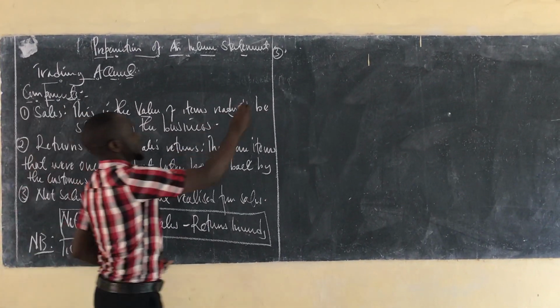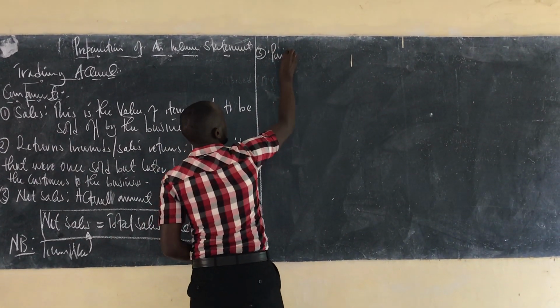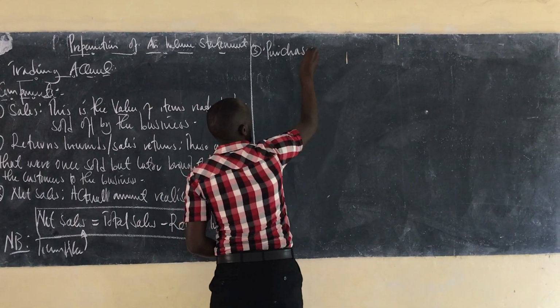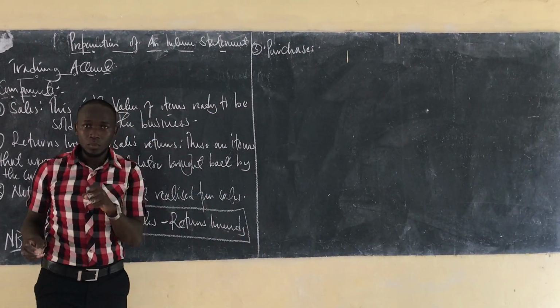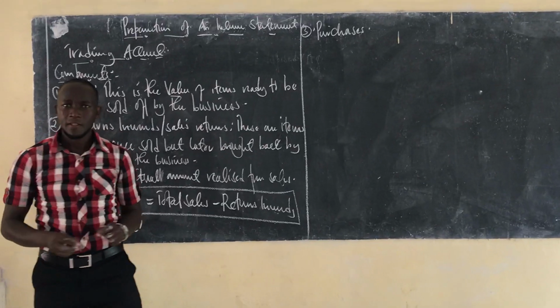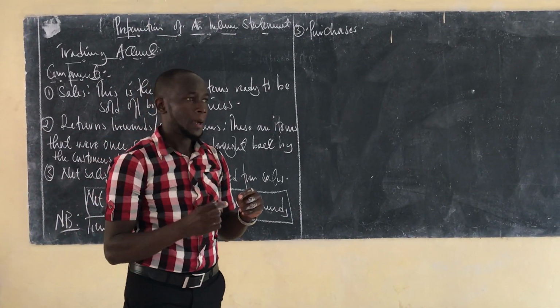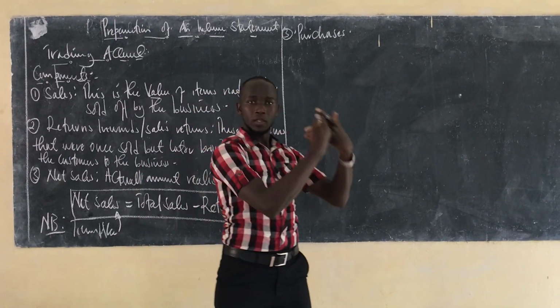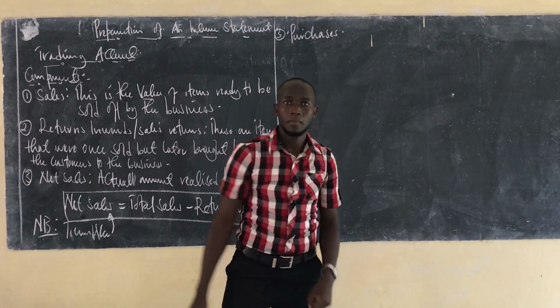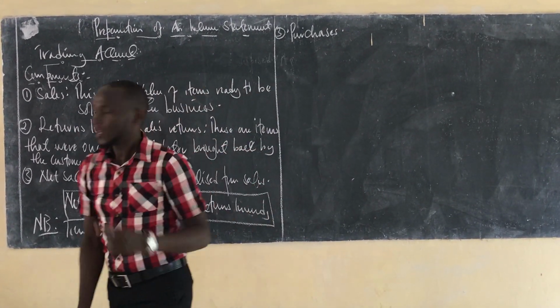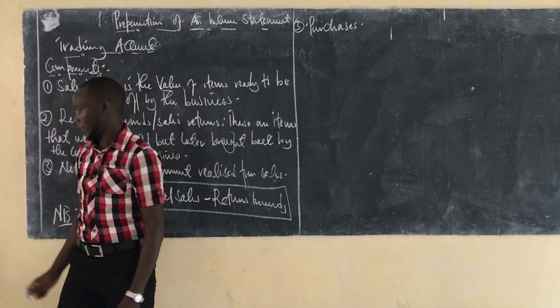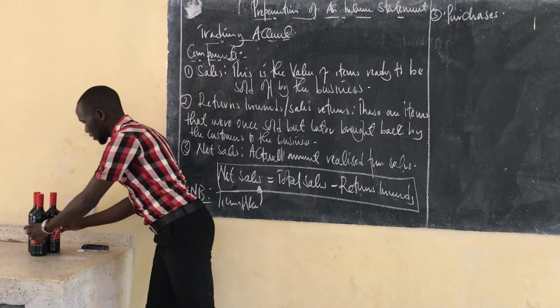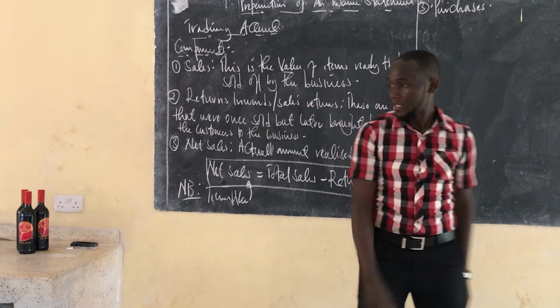They are the purchases. In a business, we normally buy items in order to resell them and make a profit. Let me use the very bottles that I have here. These are bottles in someone's company, somebody's business.